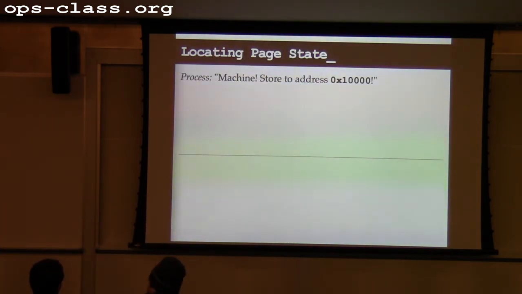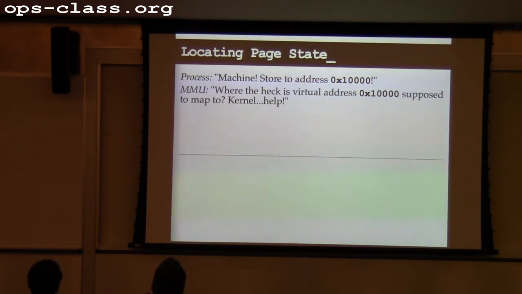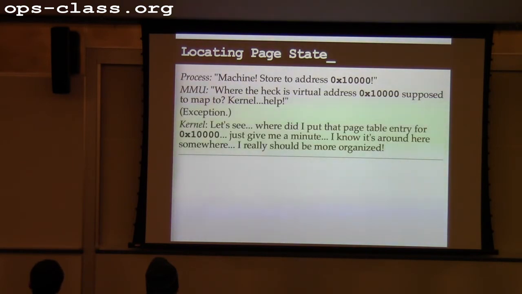OK. So this was our review of what happens when I need to find some information about a page, right? The process is trying to store to a virtual address. The MMU doesn't know anything about that virtual address. It causes an exception in order to allow the kernel to address the situation, since the MMU doesn't have anything else that it can do. And the kernel really needs to be able to find this information rapidly, right?